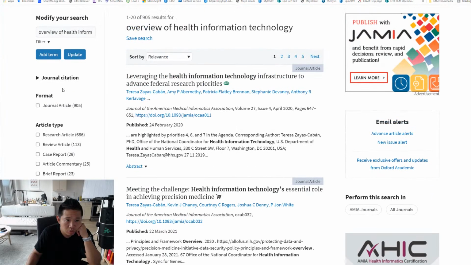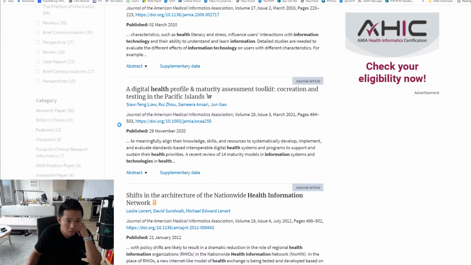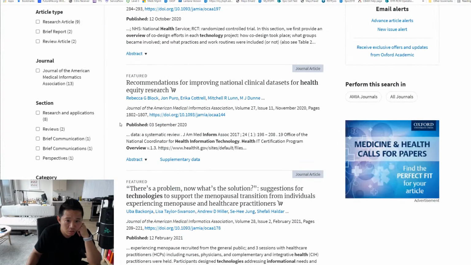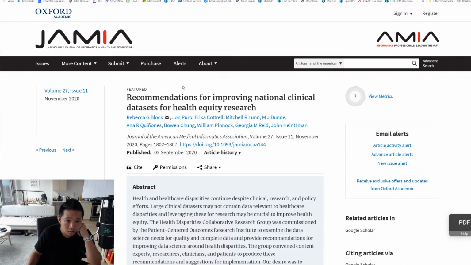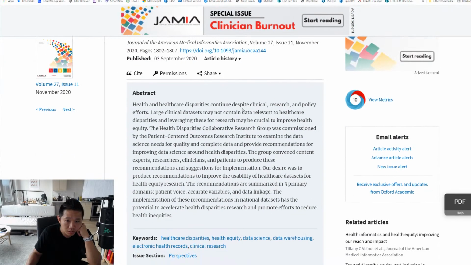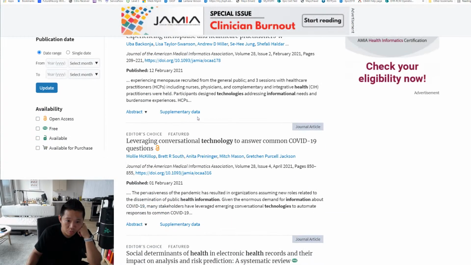Featured. This seems really helpful. Health and healthcare disparities continue despite clinical research and policy efforts. Large clinical data sets may not contain data relevant to healthcare disparities, and leveraging these for research may be crucial to improve health equity. Health disparities collaboration was commissioned by patient centers, to examine. Oh, this is specific to health equity, which is important, but I want to find something a little bit more broad.